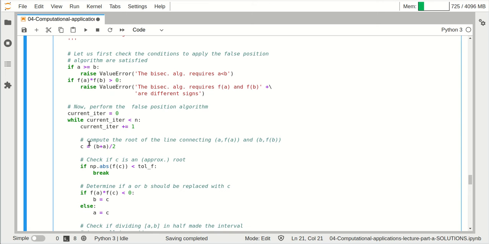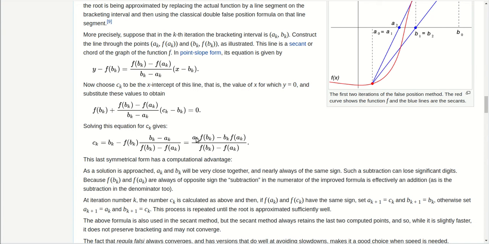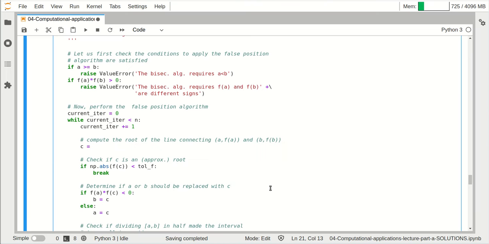Because it's not a midpoint anymore, this is the appropriate thing. And this is the one line of code that we really have to change in order to get the false position to work. We need to code this up. So A times f of B minus B times f of A divided by f of B minus f of A. So let's do that right now. So the numerator is A times, or let me make sure I get that right again.